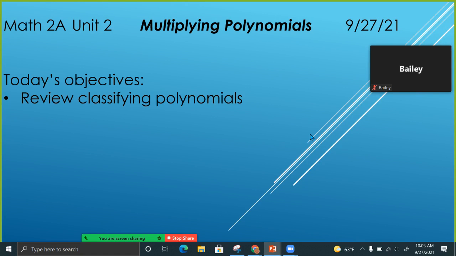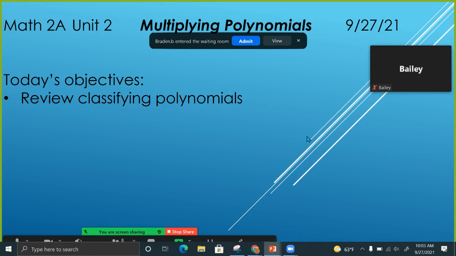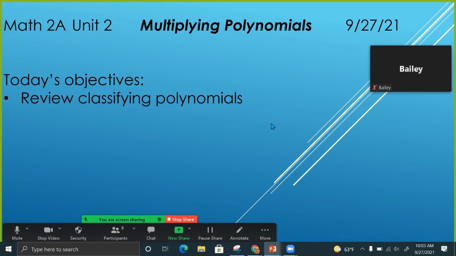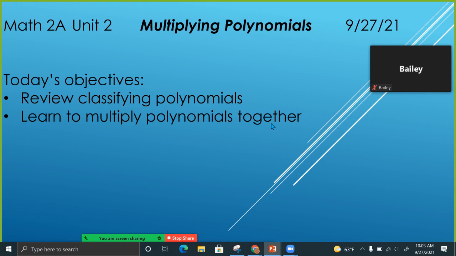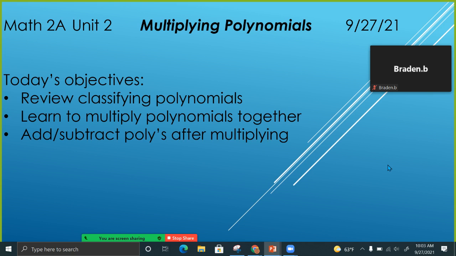And our objectives are to review classifying polynomials. We'll do that as we go. So we'll just keep reviewing them as we do examples. And we'll learn how to multiply polynomials together. And then we're going to mix together what we did last week with what we're learning today, which is to add and subtract polynomials after doing some multiplying. So nothing really new here, but we're going to multiply them together first, and then we're going to either add or subtract them together.